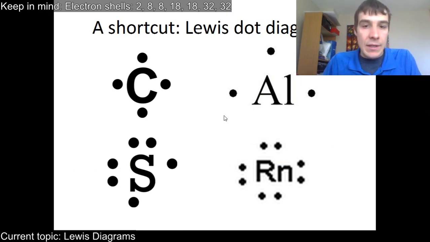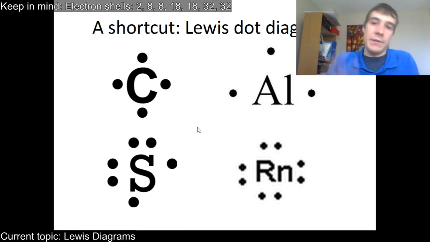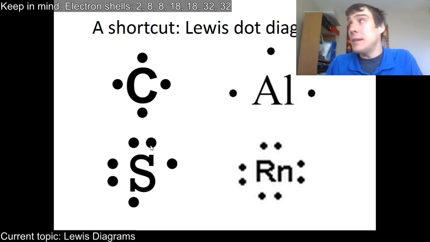Lewis diagrams. So 4 for carbon, 3 for aluminum. If you look at the periodic table, aluminum, and you do the Bohr-Rutherford diagram, you'll see that it's got 3 on the outside. Sulfur has 6. Electrons like to pair up. That's how they make bonds. So we make them pair up in the Lewis diagram as well. And radon has 8 on the outside shell, and so we put 8 out there.